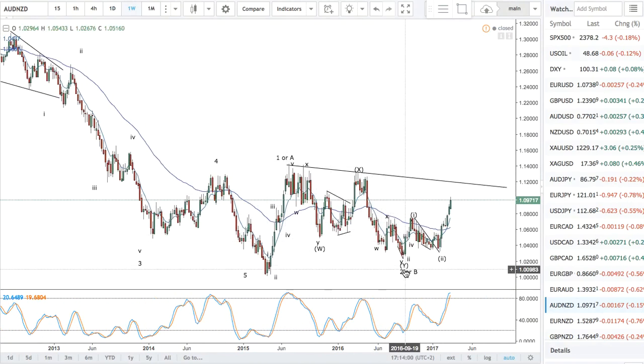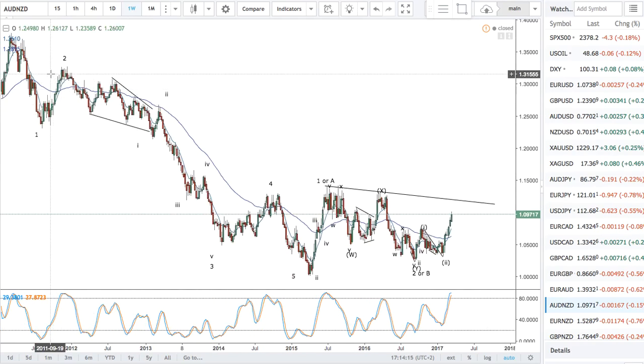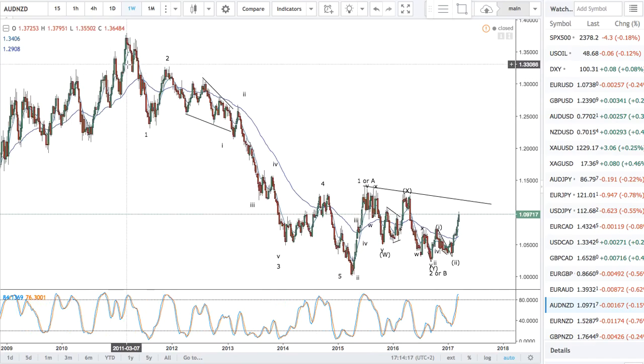This is 1 or A, this is 2 or B, and then 1, 2, 3, ultimately 4, 5. And then we'll ask, is that C or is this 3? Because it'll be a termination point or it'll be a massive bullish extension. Since this is five waves down here from 2011 to 2015, it will probably stay as a three-wave move for A, B, and C, and then turn over and the New Zealand currency will be bullish again or Aussie bearish.